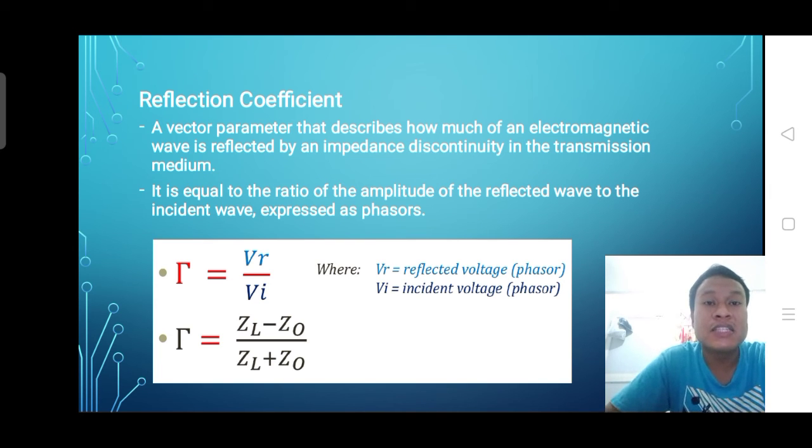the reflection coefficient. The reflection coefficient is a vector parameter that describes how much of an electromagnetic wave is reflected by an impedance discontinuity in that transmission medium. It is equal to the ratio of the amplitude of the reflected wave to the incident wave expressed as phasors. There are two formulas. First is R equals VR over VI, where VR is the reflected voltage and VI is the incident voltage, and both quantities are phasors. The other formula is R equals ZL minus ZO over ZL plus ZO.